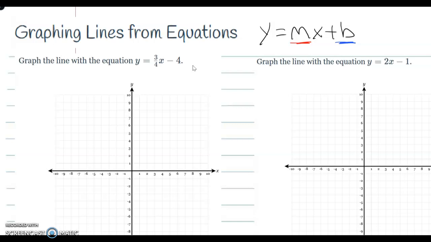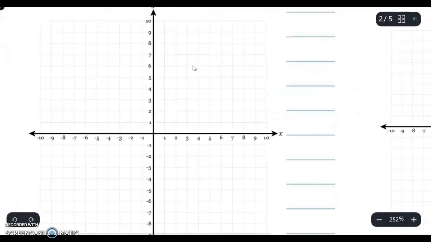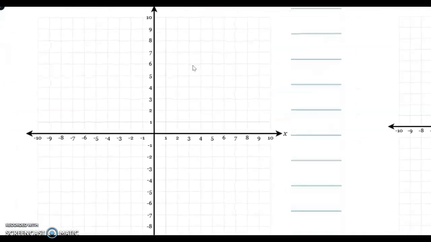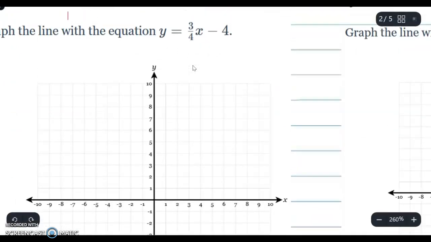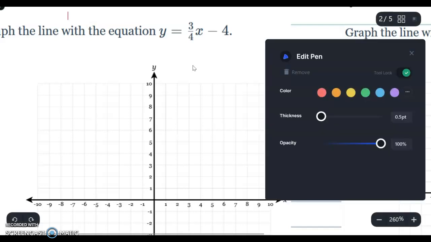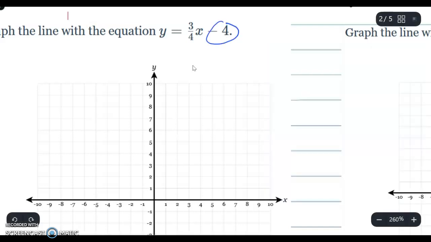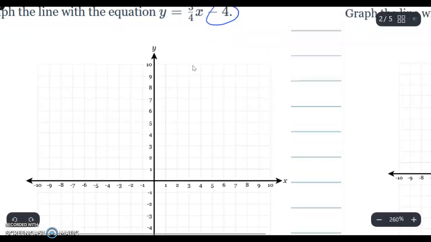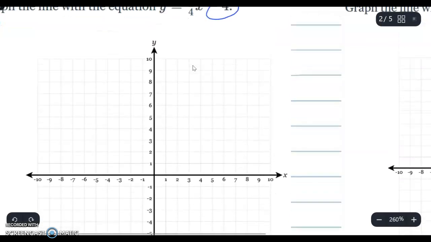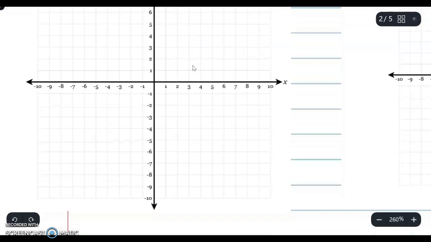Okay, so I'm going to zoom in here. And first I'm going to start with the y-intercept. So the y-intercept here is -4. So I'm going to come on down to -4 on the y-axis and make a point.